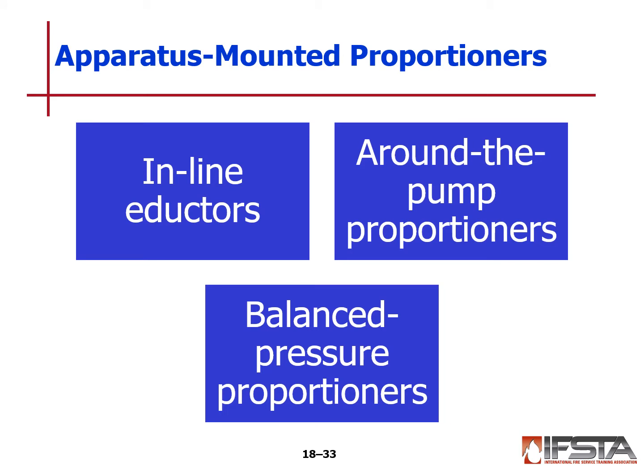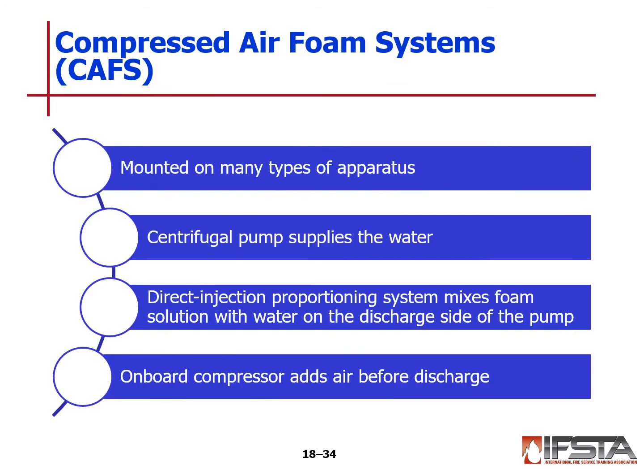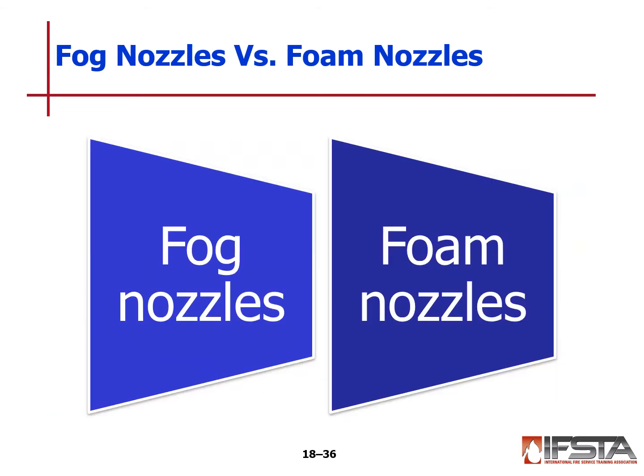Apparatus mounted proportioners. We have the inline eductor, the around-the-pump proportioners, and the balanced pressure. A lot are doing either the around-the-pump or the balanced pressure proportioners. Also, there are compressed air foam systems. They may be mounted on many different types of apparatus. The centrifugal pump supplies the water. The direct injection proportioning system mixes foam solution with the water on the discharge side of the pump, and then an onboard compressor adds the air before it is discharged. So you have compressed air or a compressor.